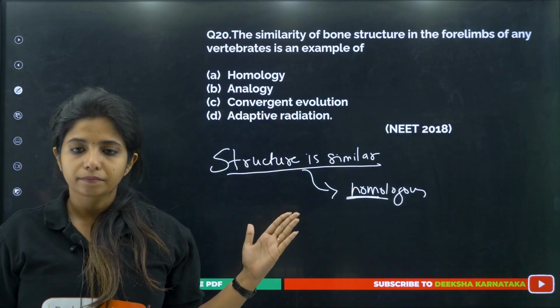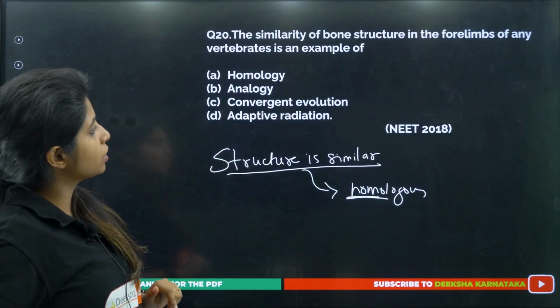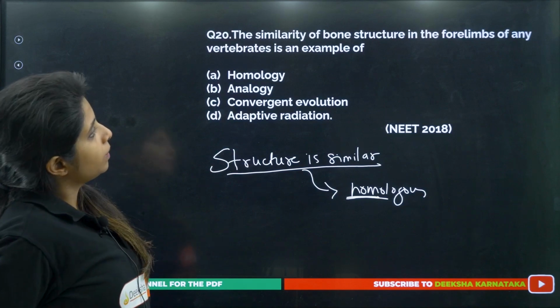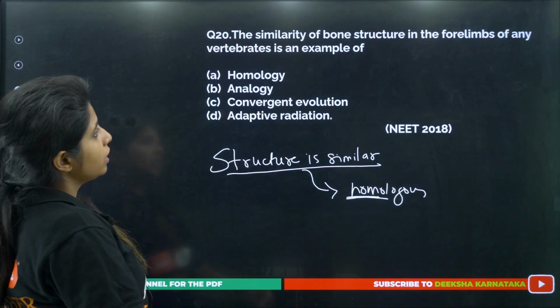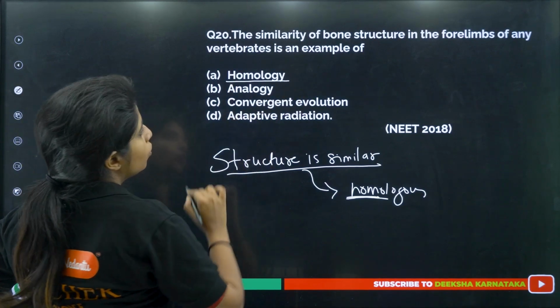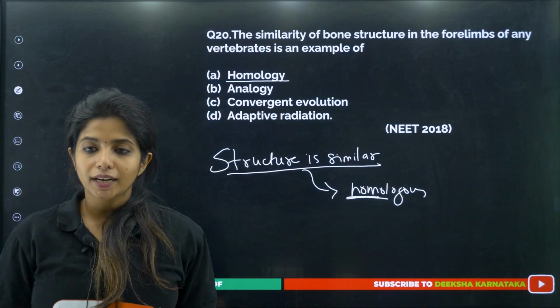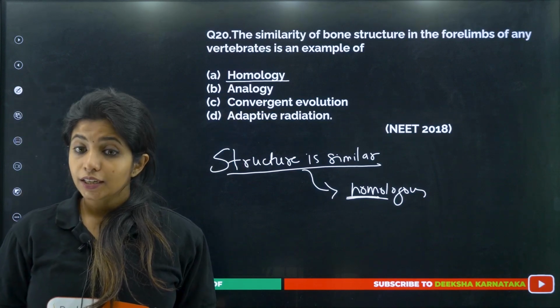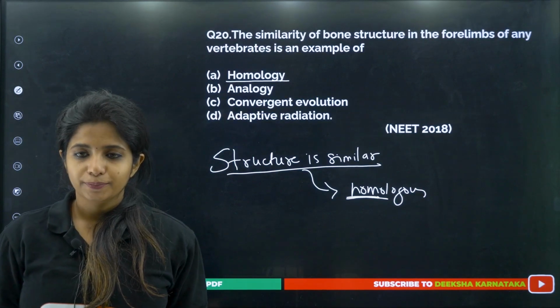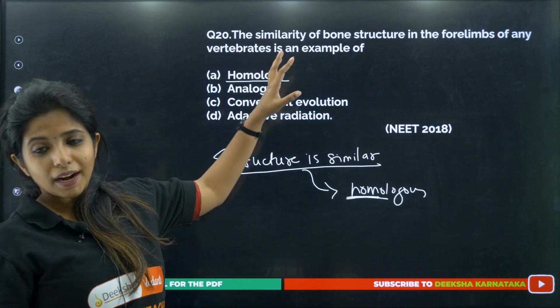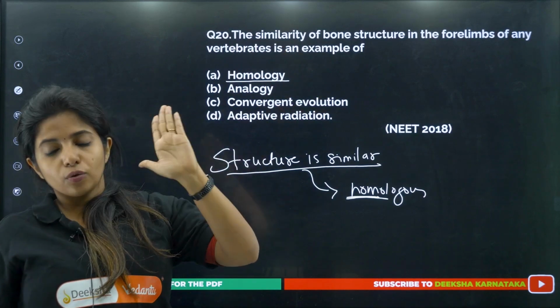So that is the thing. Okay, so the correct answer becomes what? The similarity of bone structures in the forelimbs of any vertebrate is an example of homology. Got it? This came in NEET 2018. Okay, whenever you find similarity of the structures, internal structures, it is homologous.